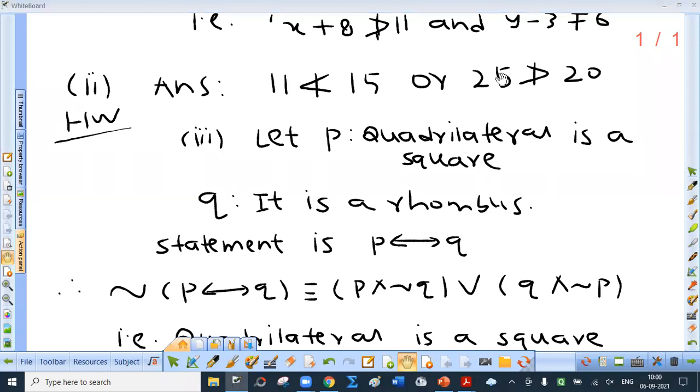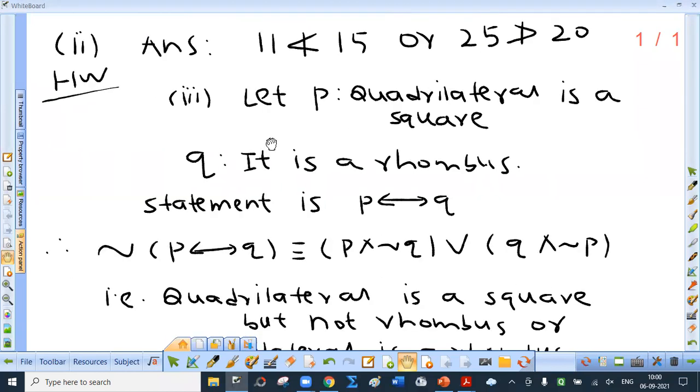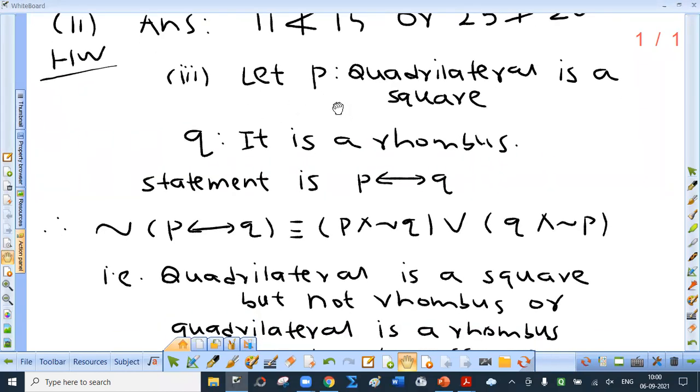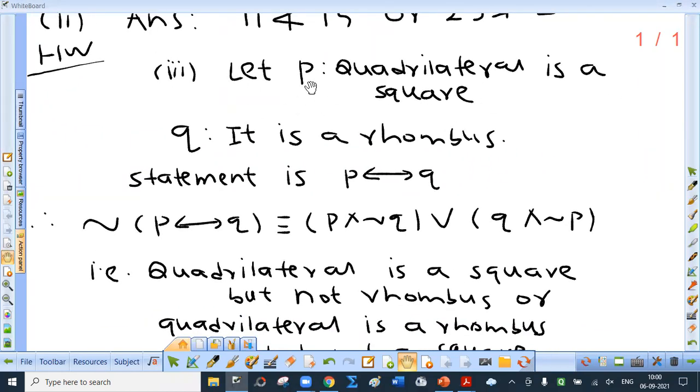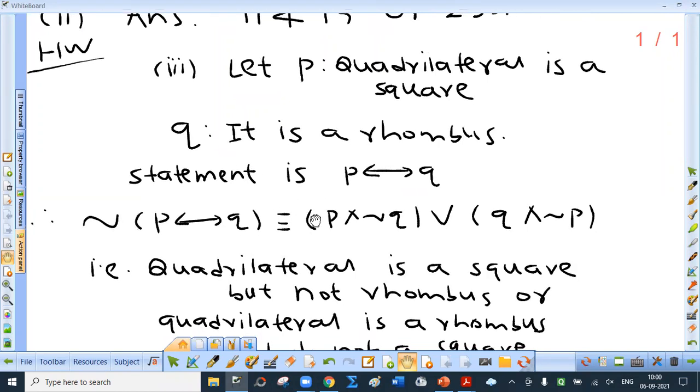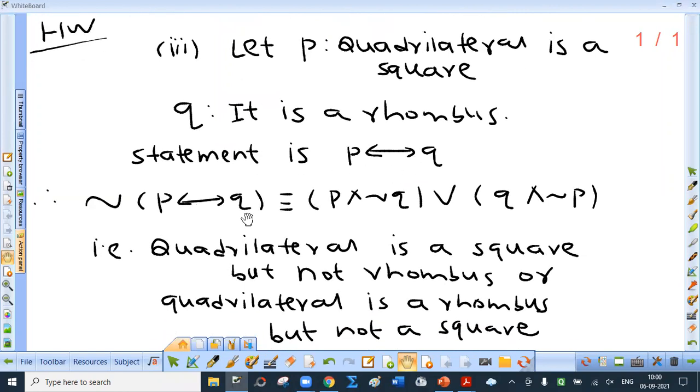Third one is important. Quadrilateral is a square if and only if it is a rhombus, means it is biconditional. So we define two simple statements. Let P denote quadrilateral is a square. So it will be not P, quadrilateral is not a square. Q, quadrilateral is a rhombus, not Q, quadrilateral is not a rhombus. So the symbolic form of the given statement is P biconditional Q.